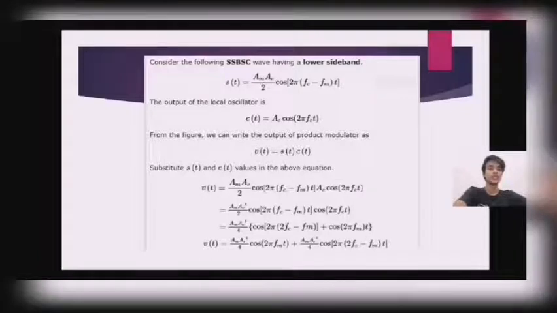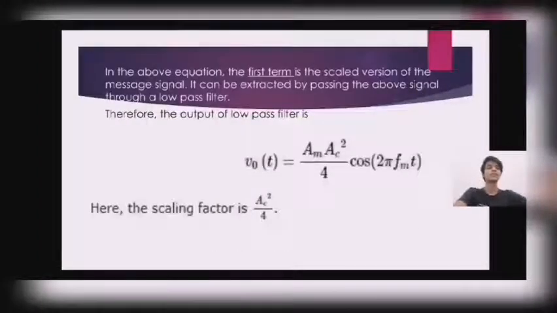to produce v(t), which you can see at the bottom of the slide. Here the first term of v(t) will be the output, because it is the scaled version of the message signal and can be extracted by passing the above signal through a low pass filter, and its scaling factor is Ac²/4.